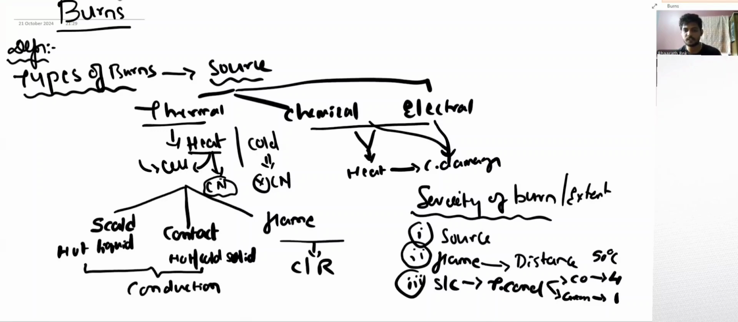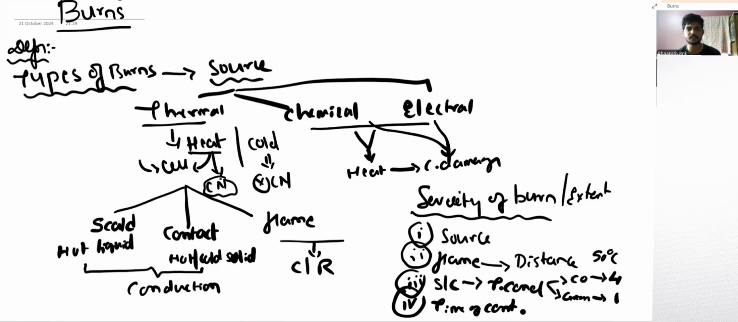And the fourth would be the time of contact. See, if there are two people, a younger person and an older person, exposed to the same source of burn, the younger person can remove himself from the source faster so that his time of contact is lesser. But the older person cannot remove himself faster. That is why his time of contact will be greater. The greater the contact, the greater will be the severity and extent of the burn.